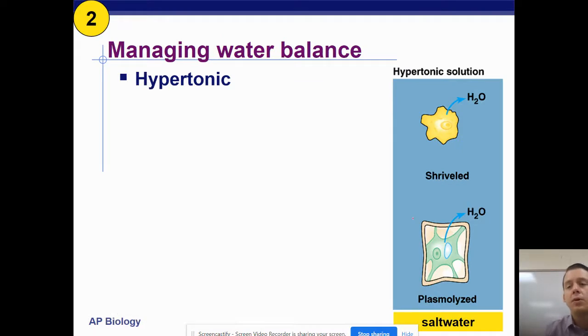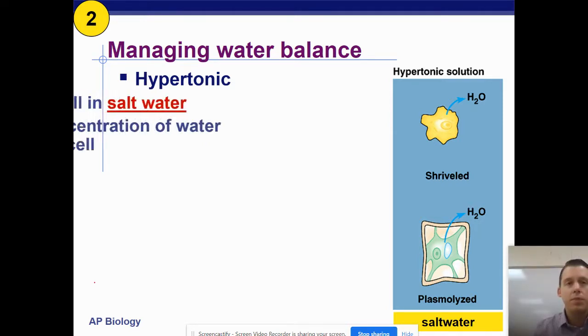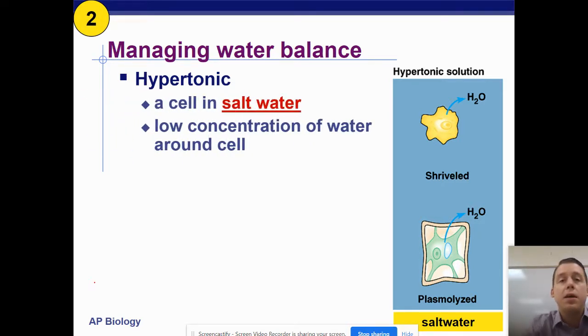Okay, hypertonic. Hyper means above. So a hypertonic solution would be a cell in a very, very salty or a very, very sugary solution. So, a cell in salt water, where there is a low concentration of water around the cell.